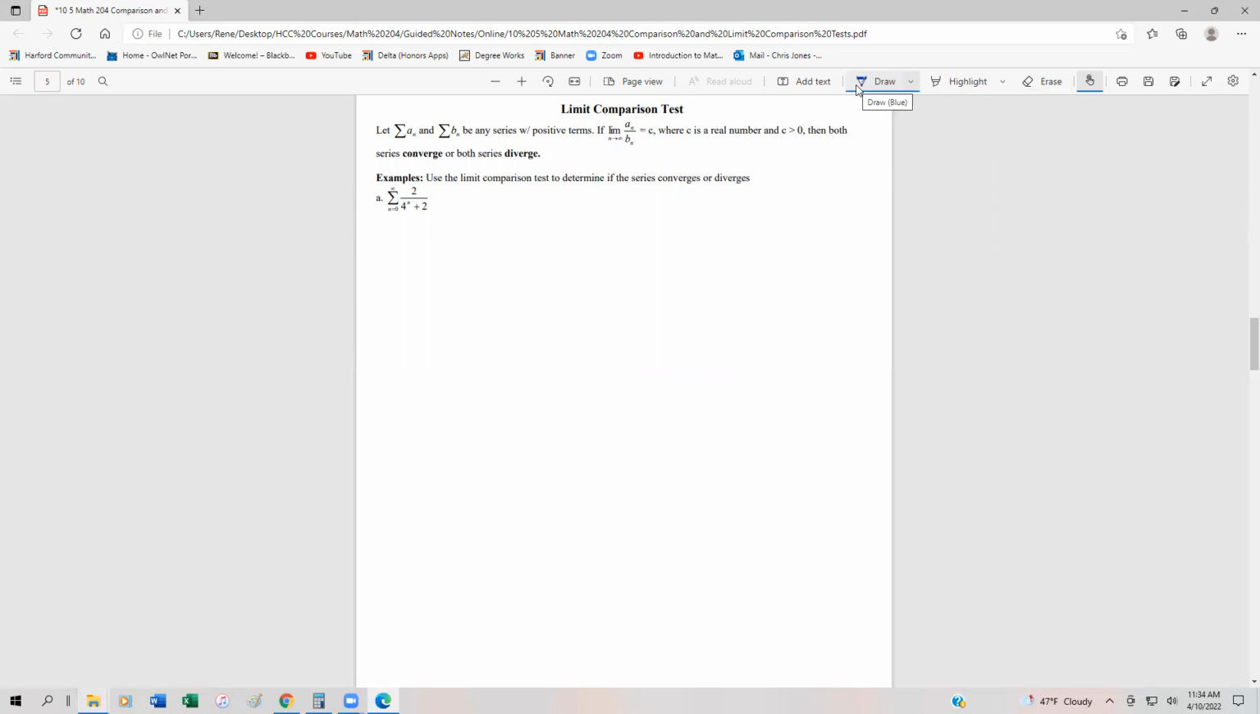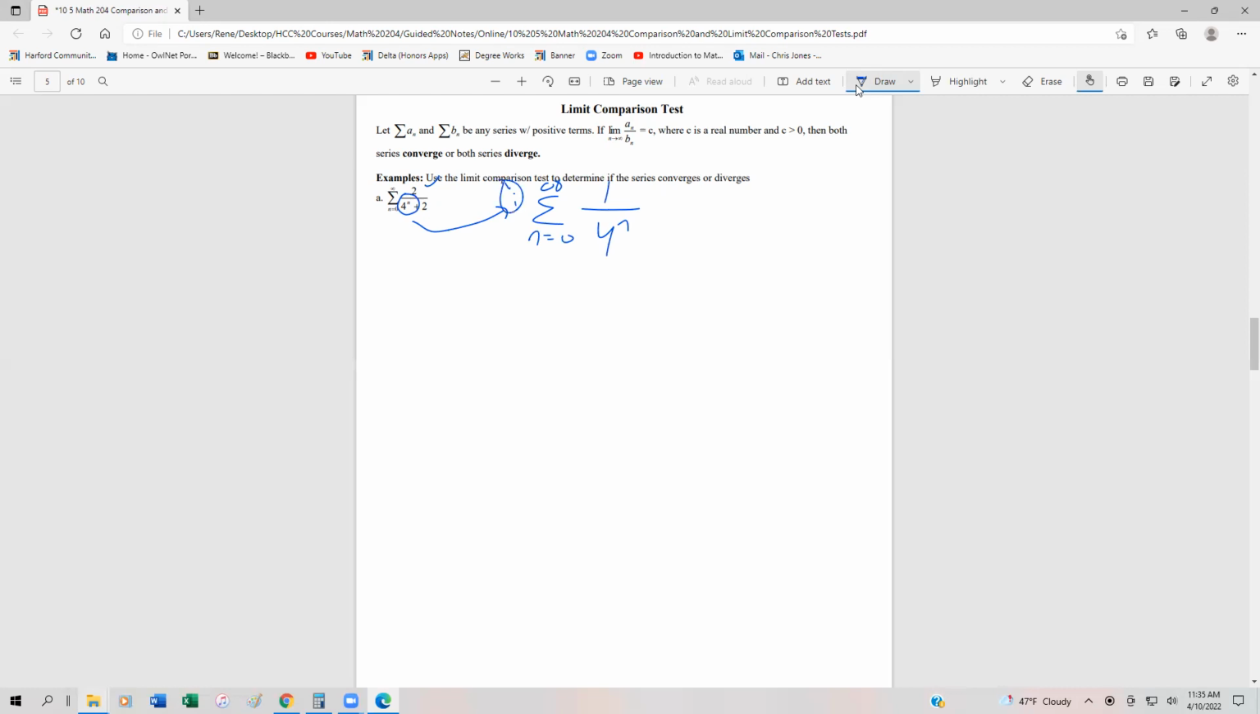Let's take this series, n equals 0 to infinity of 2 divided by 4 to the n plus 2, and let's determine whether it's going to converge or diverge. First thing we're going to do, we're going to compare it. In the numerator, we just have constants, so we're not worried about anything. So that's going to be a 1. In the denominator, 4 to the n gets bigger much more rapidly than 2 does. So we're just going to worry about the 4 to the n. So that's the compared series.